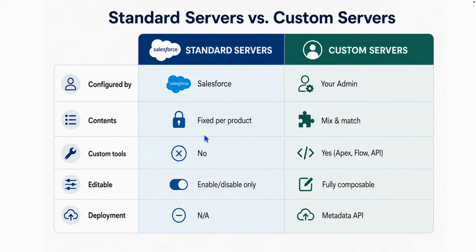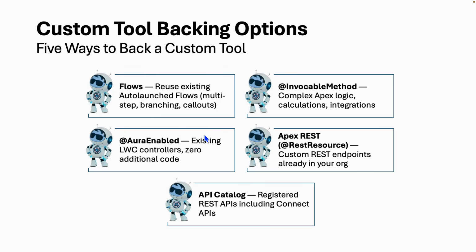With respect to the controlling part, with standard servers you can only enable and disable them, but your custom servers are fully composable. And on the deployment part, you cannot deploy the standard servers. As I said, you can only enable and disable them, but the custom servers are metadata APIs. You can get that deployed via your CI/CD pipeline too. I hope the idea is clear to you, when to go for the standard server and when to go for the custom server.